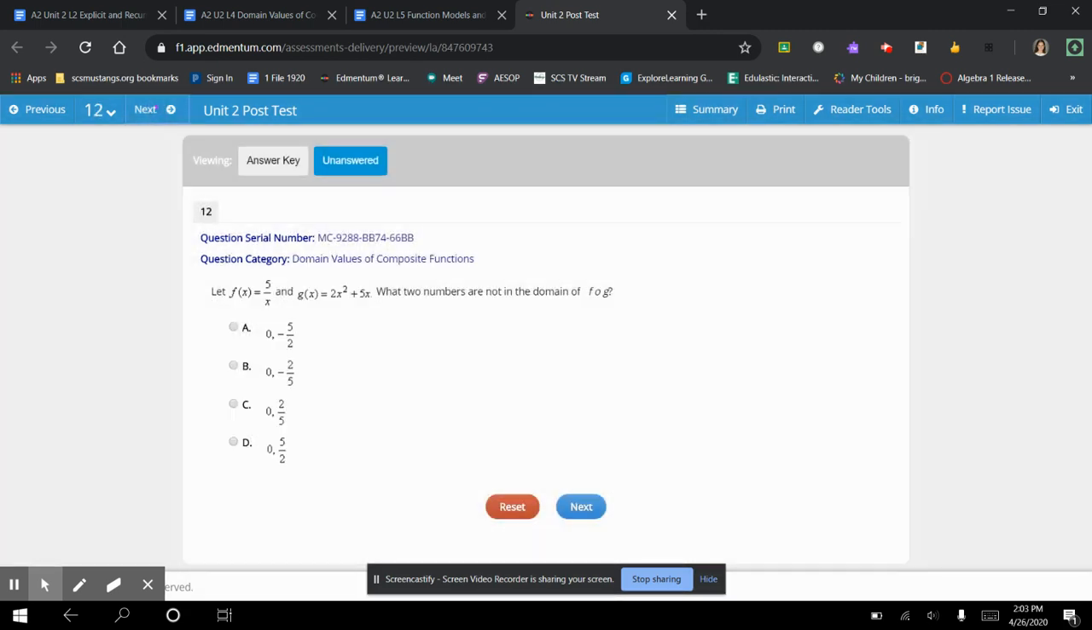And then looking at 12. With this one, 12 gets into our lesson 4 stuff that we were doing when we were looking at the domain values of our composite functions. So they say let f of x be equal to 5 divided by x and g of x be equal to 2x squared plus 5x. So this is one where they don't tell us what x is, but they want us to tell them what 2 numbers are not in the domain of f of g. So this is one where we take g, since we don't have x, and just substitute it into f. So we're looking at 5 divided by 2x squared plus 5x.